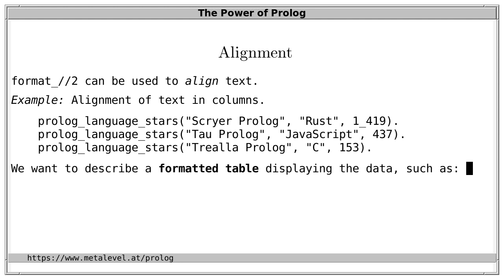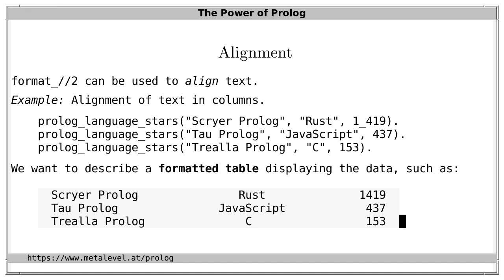And what we want is a formatted table that displays the data more nicely, like this. This is, at least in some respects, much more readable because it uses alignment. Specifically, we see here 3 columns.